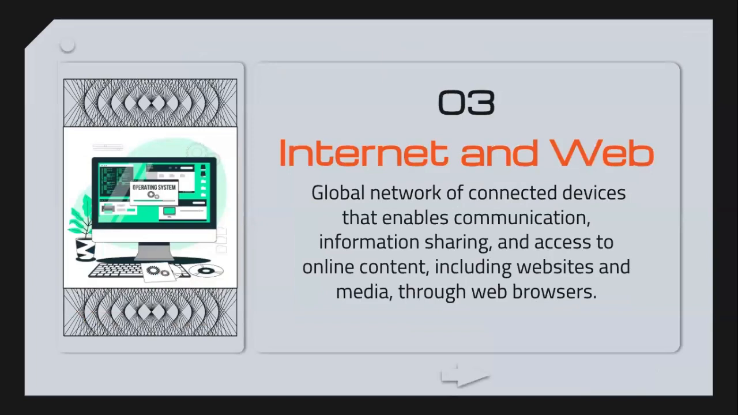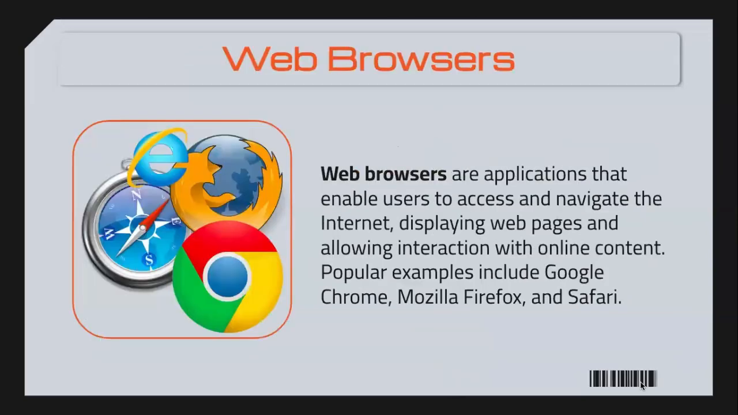And then we're going to talk about the internet and web. These are global networks of connected devices that enable communication, information sharing, and access to online content, including websites and media through web browsers. Web browsers are applications that enable users to access and navigate the internet. They display web pages and allow interaction with online content. Popular examples include Google Chrome, Mozilla Firefox, and Safari.